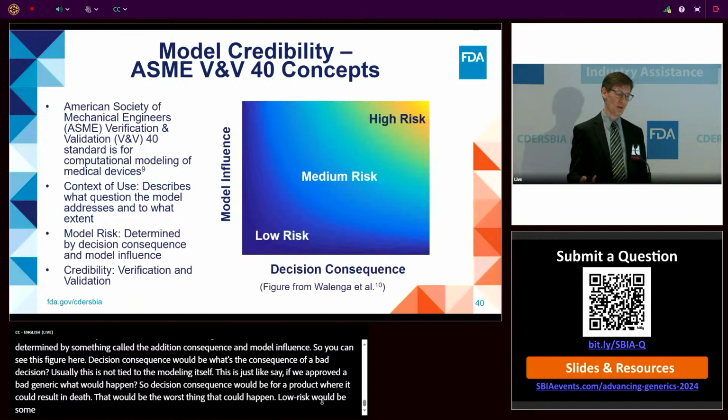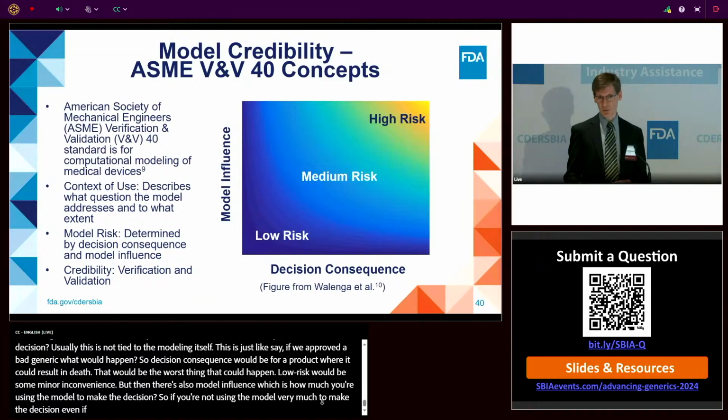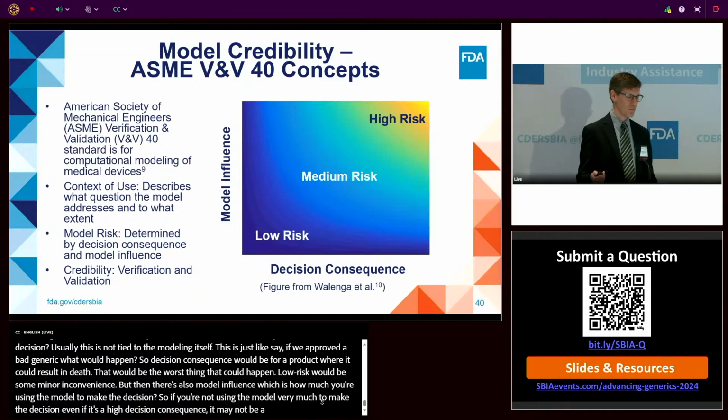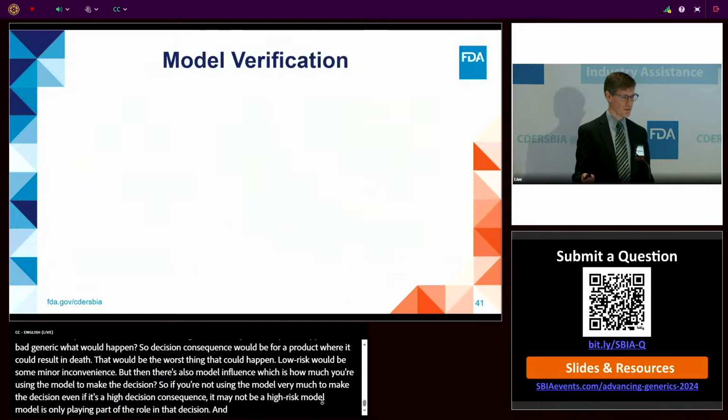But then there's also the model influence, which is how much are you using the model to actually make the decision. So if you're not using the model very much to make the decision, even if it is a high decision consequence, it might not be a high risk model because the model is only playing part of the role in that decision. And next, I'd like to say a few words about verification and validation.